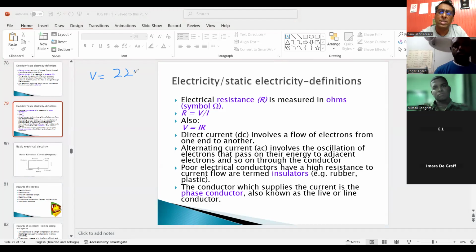So if they say the voltage is 220 volts and they give you the resistance, which is also a constant. I don't know if you know that.